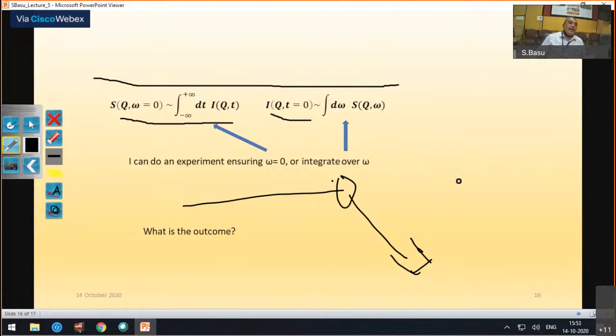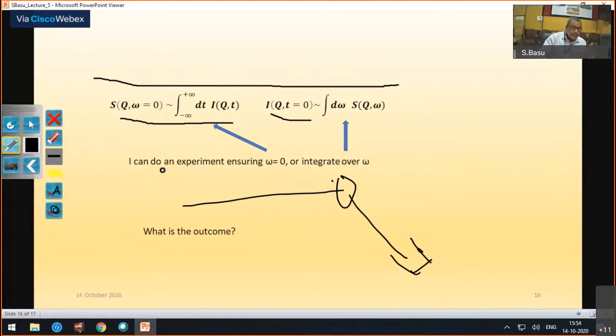So when I keep on adding snapshots, I get the time average picture. Or when I do a Q, omega equal to 0 experiment, the system itself takes care. The experimental design takes care of the time averaging and I get a time average picture. So this is what we get from today's derivation. So this is how the correlation functions work.